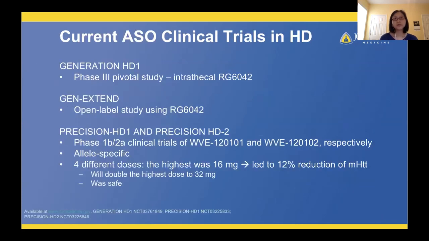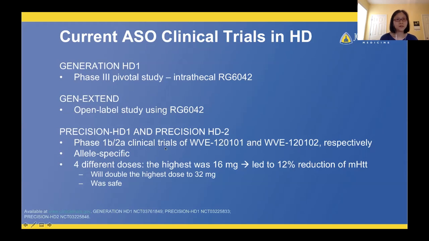So these are the current ASO clinical trials in HD. And the first two are linked. Generation HD1 is the phase 3 pivotal study of that ASO drug for which the phase 1 data were published. And this is looking at the intrathecal drug, which is now called RG6042. The other study is called GenExtend, and that's an open label study using the same intrathecal ASO. The third study here, called Precision HD1 and Precision HD2, is the allele specific ASO. The top two are the total huntingtin lowering drug, and Precision HD1 and Precision HD2 are the allele specific ASOs.